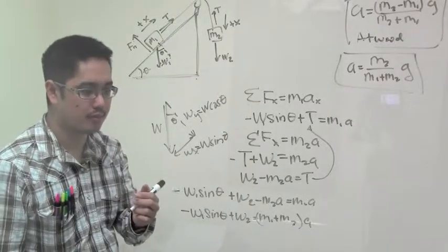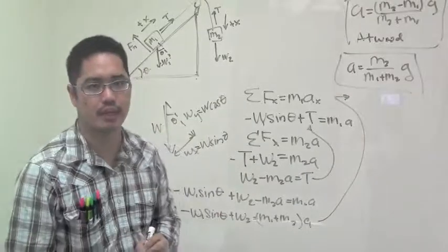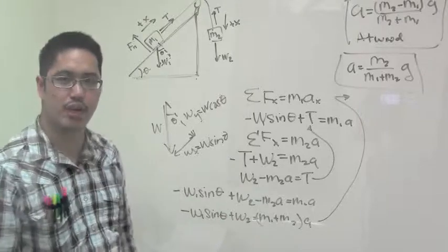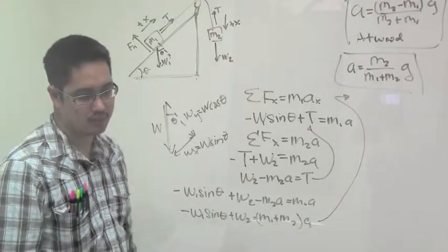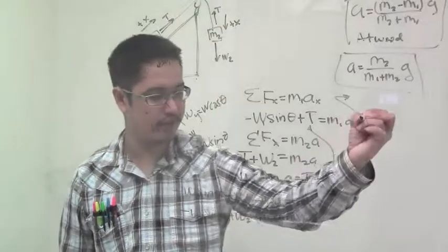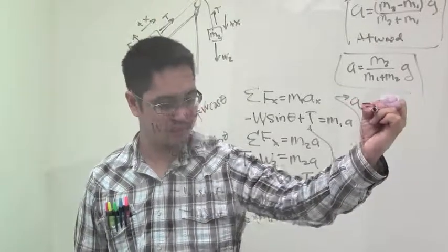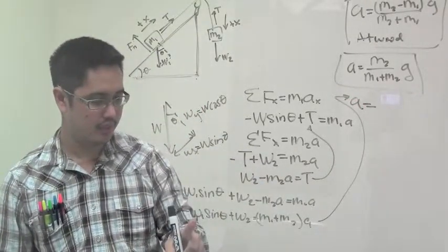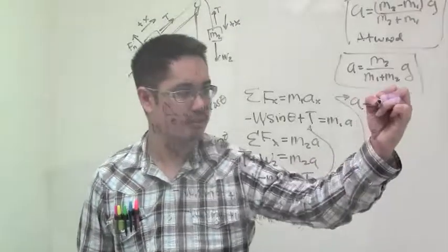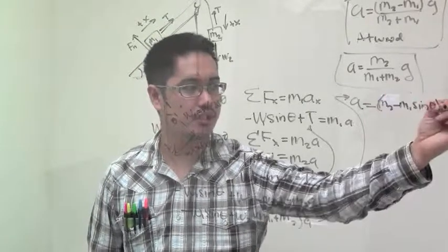Alright, let's see if I have some more room. I might be running out of it. I'm going to start working up here and let's see what we got. I'm going to pull out, actually W1 and W2, those are M1 times G. This is M2 times G. I'm simply going to pull out the G. So I have A equals M2G minus M1G sine theta. So it's M2 minus M1 sine theta times G.